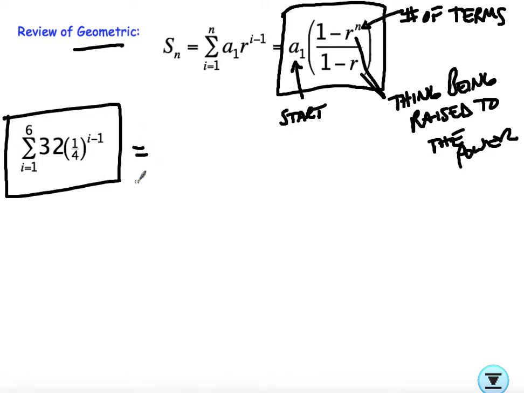Okay, so in this problem, if I'm recognizing it's geometric, I'm just going to use this formula. My starting term is what I get when I plug in this 1 right here. So if I plug in a 1, this exponent would be 0. 1/4 to the 0 is 1. 1 times 32 is 32. So that's my starting term. R is the thing being raised to the power, which is 1/4. N is the number of terms. There's 6 terms from 1 to 6.